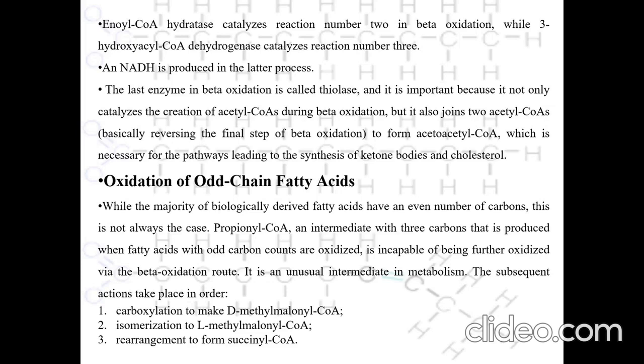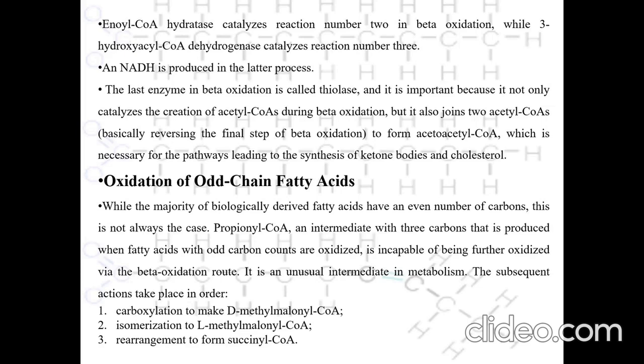While the majority of biologically derived fatty acids have an even number of carbons, this is not always the case. Propionyl-CoA, an intermediate with 3 carbons that is produced when fatty acids with odd chain carbon counts are oxidized, is incapable of being further oxidized via the beta oxidation route. It is an unusual intermediate in metabolism.